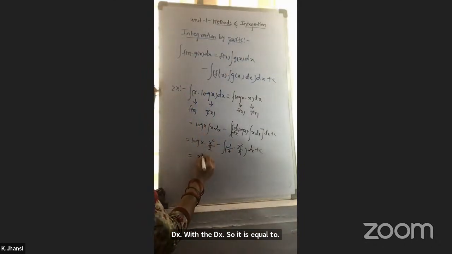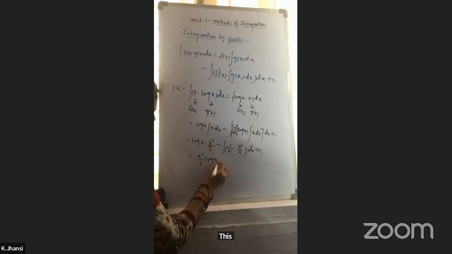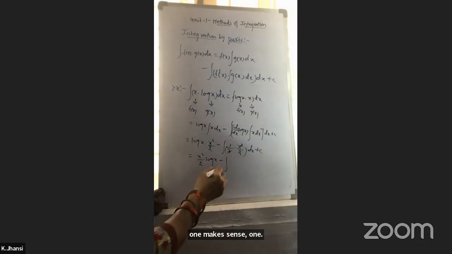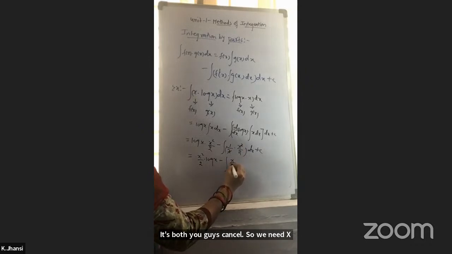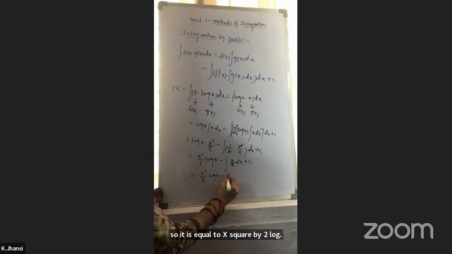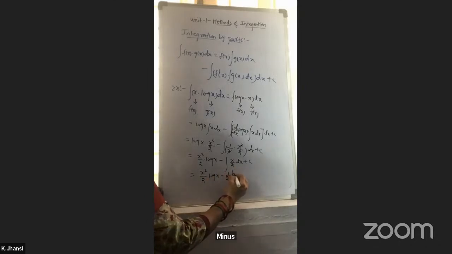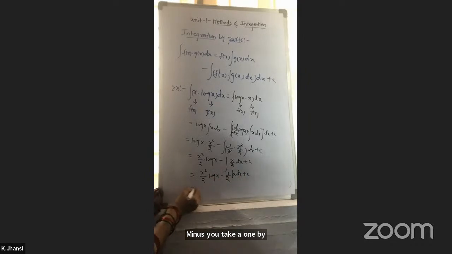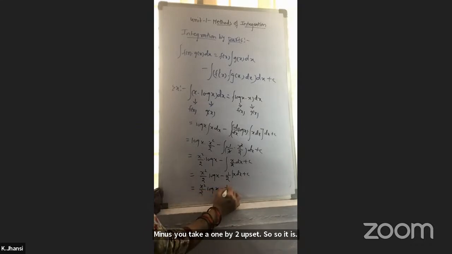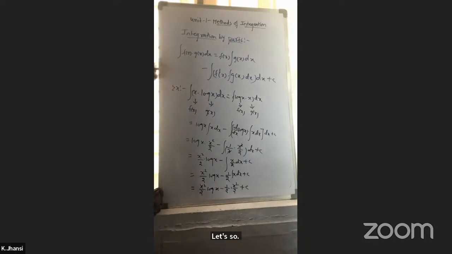x square by 2 into log x, minus integration of this 1 by x and x, both will get cancelled, so it is x by 2 into dx plus c. So it is equal to x square by 2 log x minus, you take 1 by 2 outside, x into dx plus c. So it is x square by 2 log x minus 1 by 2 into the integration of x, which is x square by 2, plus c. So you can write x square by 4 plus c.